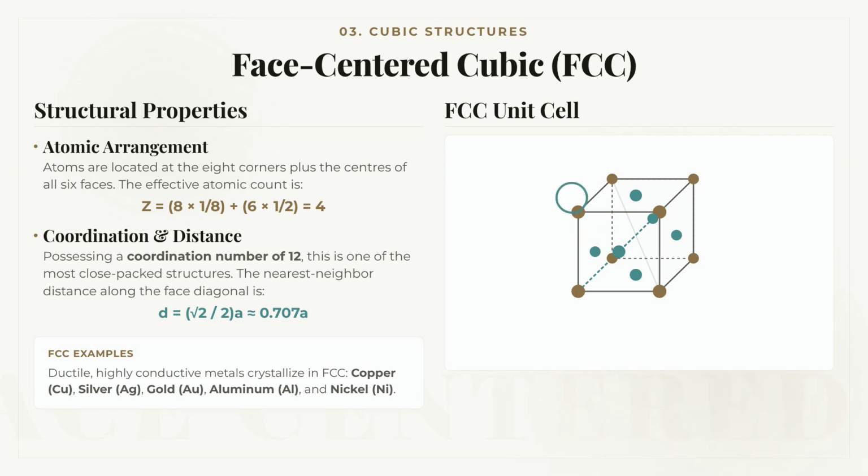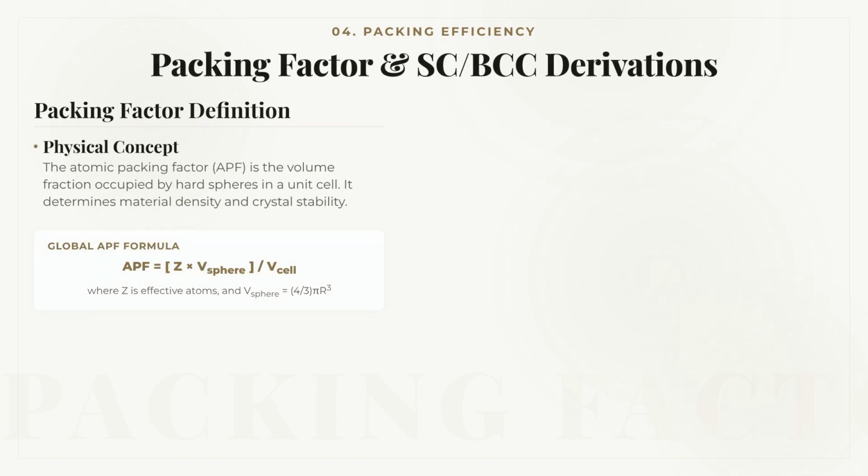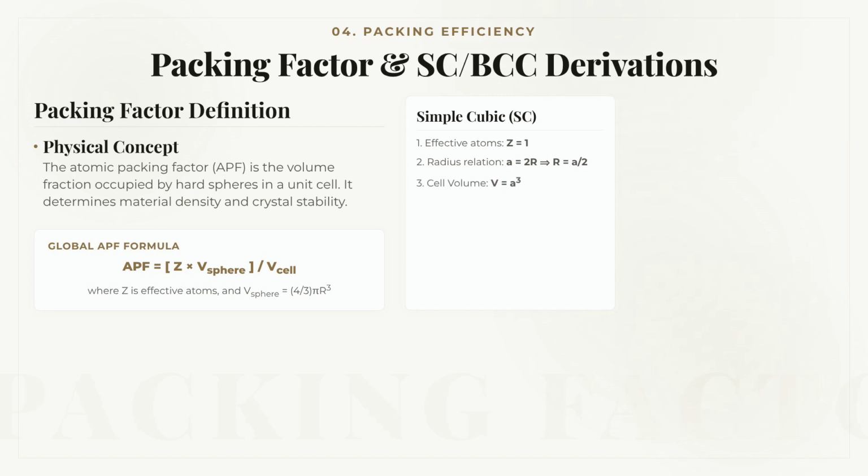Now, let us discuss packing efficiency. Packing efficiency, also called packing factor, represents the fraction of the unit cell volume that is actually occupied by atoms. In simple words, it tells us how efficiently atoms are packed inside a crystal structure. Mathematically, packing efficiency is defined as the total volume occupied by atoms divided by the volume of the unit cell. If the crystal contains Z atoms per unit cell, and each atom is assumed to be a hard sphere of radius r, then the packing efficiency is equal to Z multiplied by the volume of one sphere divided by the volume of the unit cell.